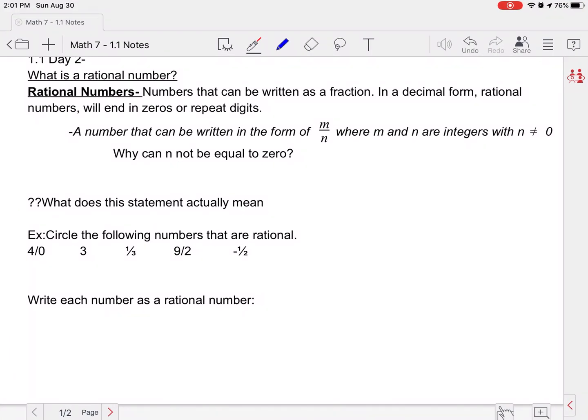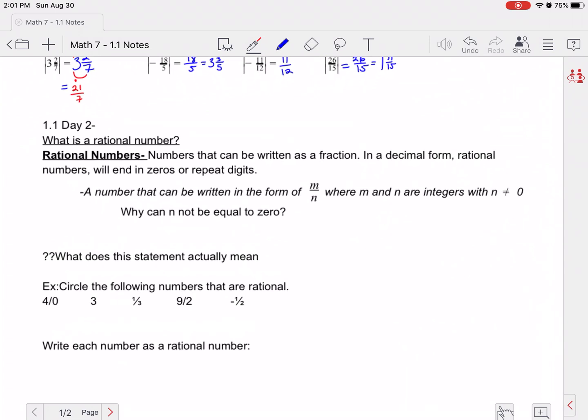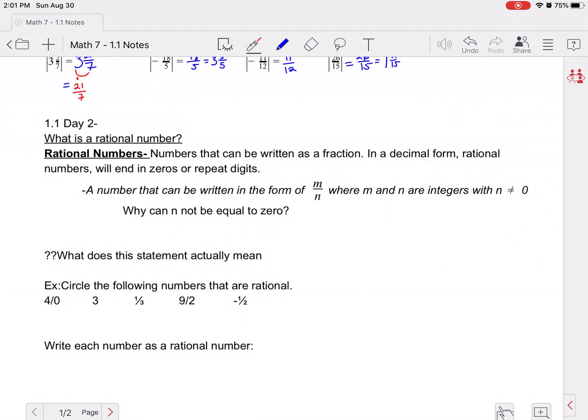So yesterday we talked about simplifying our absolute values and that they're always positive, okay? So we're going to talk about rational numbers. We talked about integers, and those are our counting numbers that are both positive and negative. But rational numbers we deal with a lot more. Those are numbers that can be written as a fraction, okay? Or if they're in decimal form, they either end in zeros or repeat digits. And we'll explain that more as we go through.